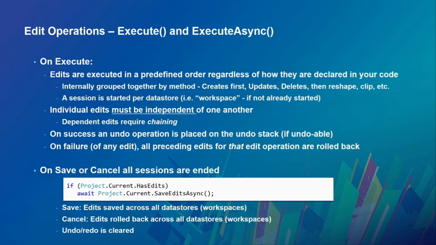When the execute succeeds, we get an item on the operation stack, on the undo stack. If we have a failure, then if any of the edits fail, all of the edits within your edit operation are going to roll back. And what you need to be doing is checking the error message in that particular instance to find out why you failed. When you save or cancel your edits, that edit session is actually ended.